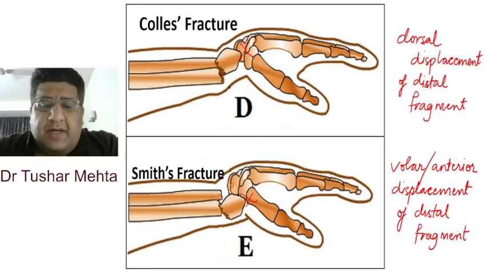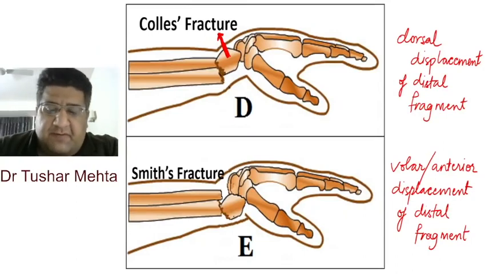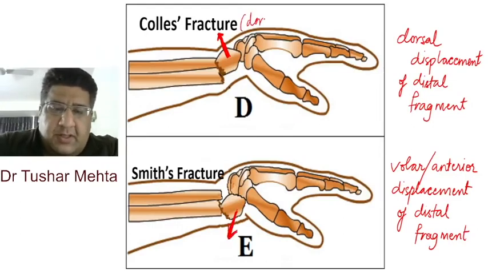So if you see here, this is the distal fragment which is going like this. So what is the displacement here? It is the dorsal displacement or the posterior displacement. Are you able to understand? So this is the dorsal displacement, posterior displacement, called Colles fracture, if it goes anteriorly or volarly, this is the dorsal displacement of the distal fragment.